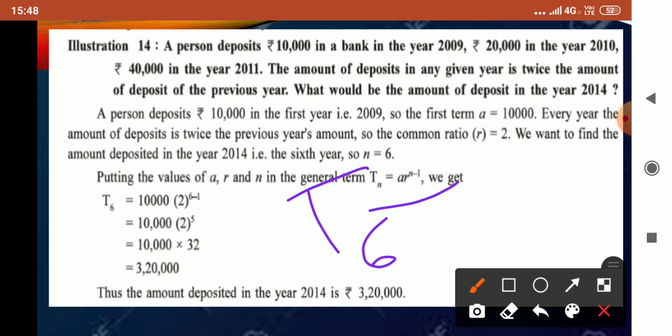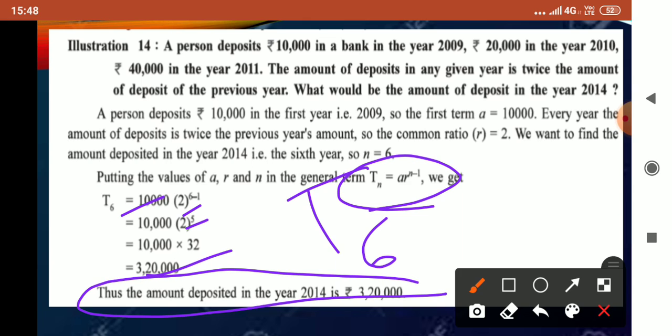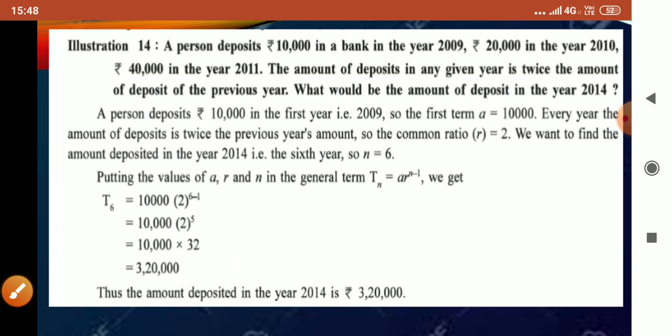By using the general formula Tn equals AR raised to n minus 1, A is 10,000, R is 2, 6 minus 1 is 5. So 32 into 10,000 is equal to 3,20,000. So the amount the person deposited in the year 2014 is 3,20,000. Okay. Next sum.